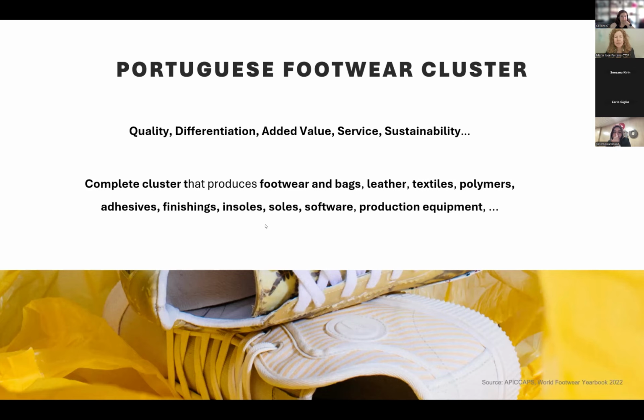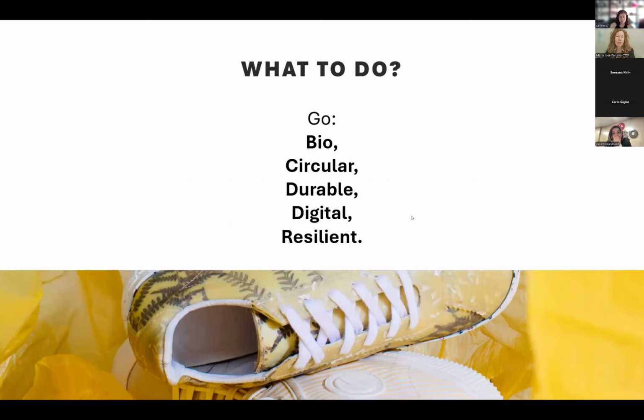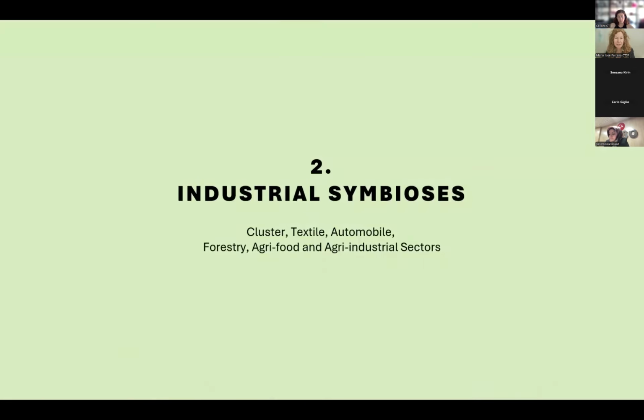One of our important assets is to have a complete cluster. So we produce all the materials needed to assemble footwear and leather goods, and also soft tech and production. But now we are in a changing moment. I will not talk about military targets because we also have this, defense and so on, but we are in this context of industrial symbiosis, so talking about our objectives for the future: being bio, so more renewable, circular, durable, digital and resilient.